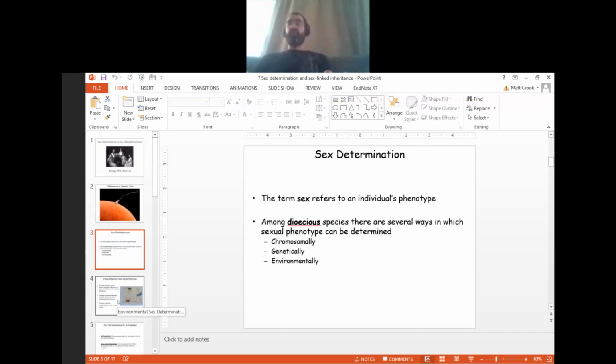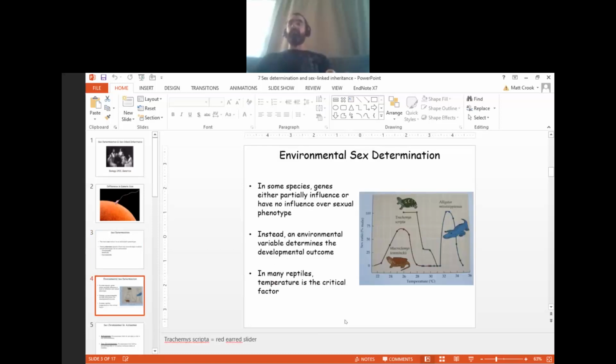One of the most common is environment, right? The common example here is with reptiles. Incubation temperature of eggs determines the sex of the individual in that egg, which is kind of crazy, really. I'm not entirely sure of the evolutionary benefit of that, but it is fairly common amongst reptiles, even though they have different ways of determining that at different temperatures.